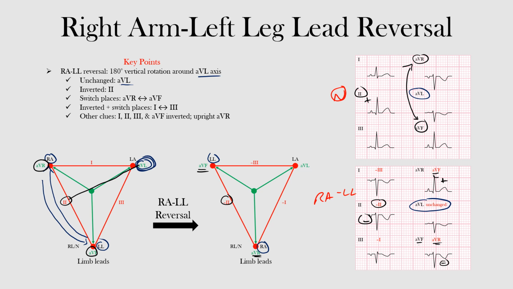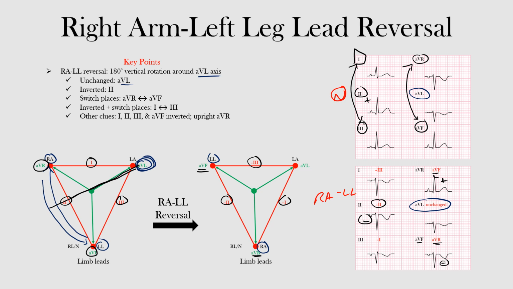So why is this the case? Again, we're rotating around this axis. Here's lead 1 and lead 2, so it makes sense that this becomes 3 and this becomes 1, okay? So we can see that here. Here's 1 and 3. Okay, they're switching places, but we also said they become inverted.